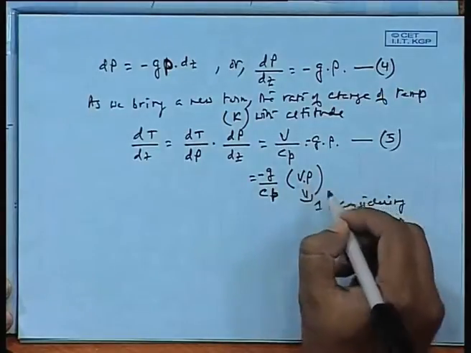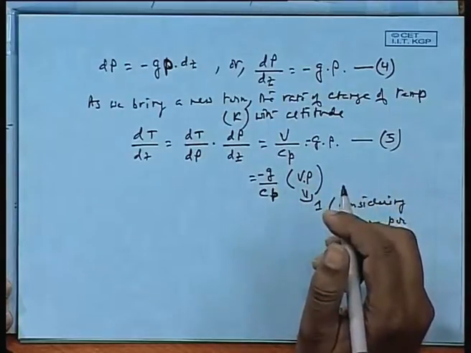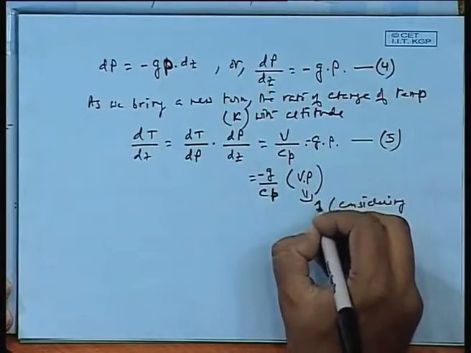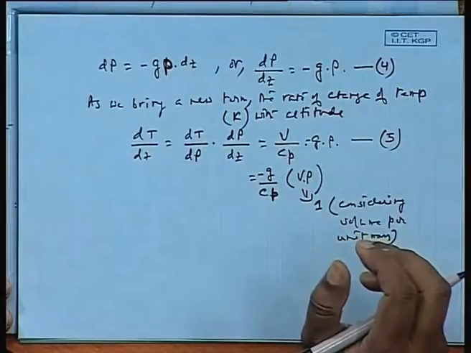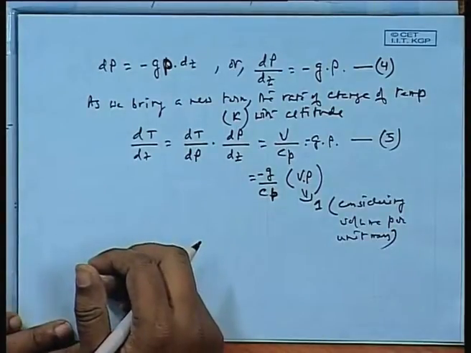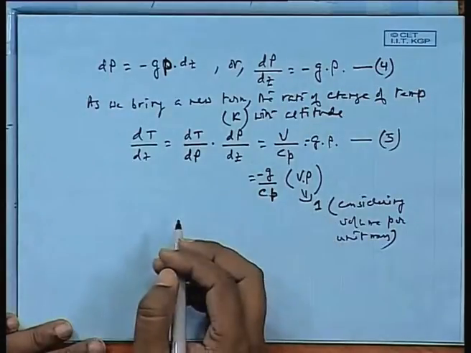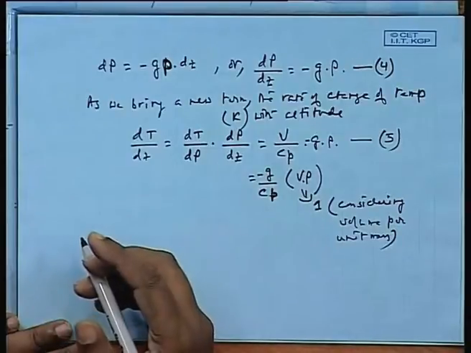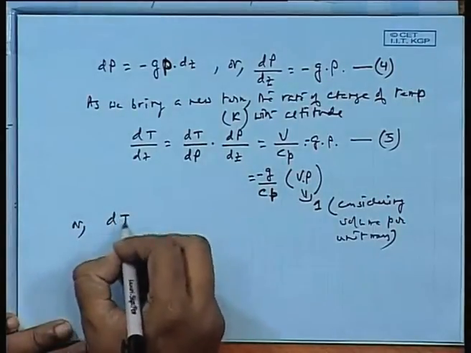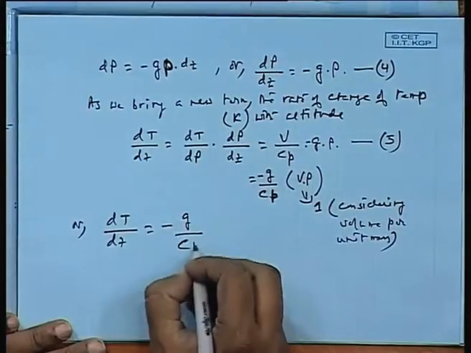Considering volume per unit mass, if you just see this volume per unit mass multiplied by mass divided by volume, that is rho, so it actually cancels out and is equal to 1. Is that all right? So this one is V, volume per unit mass, and rho is mass per unit volume. So it cancels out and this becomes 1. So we can write dT by dz is equal to minus g divided by cp.